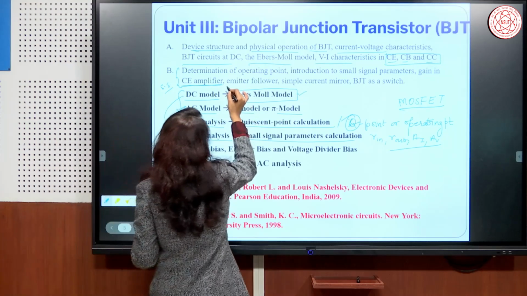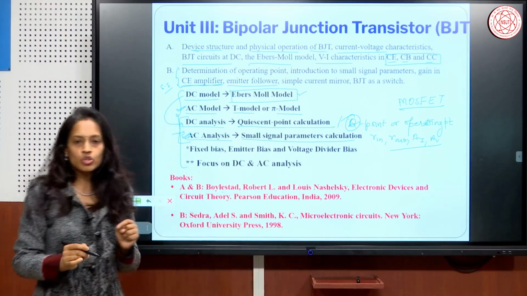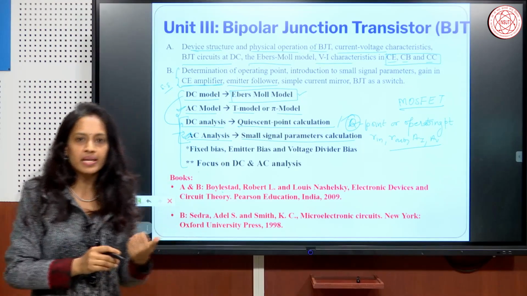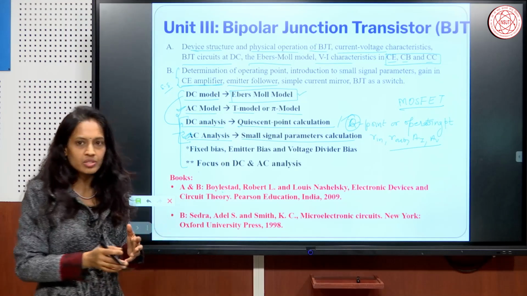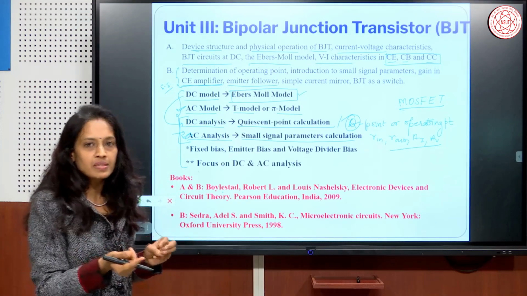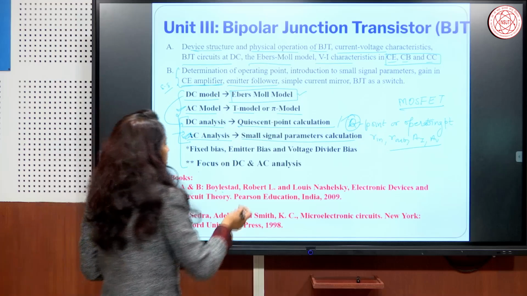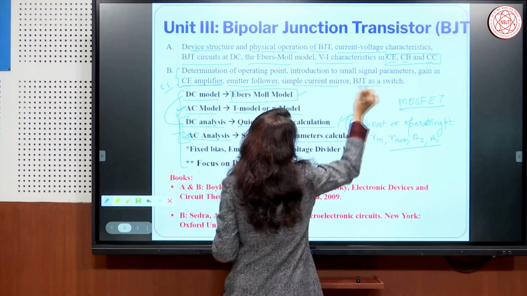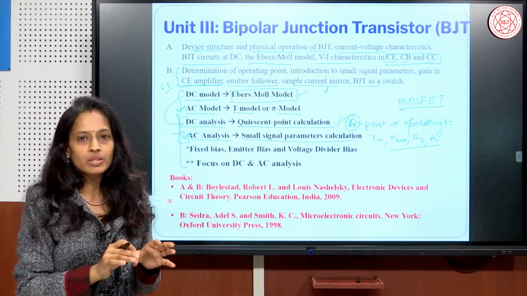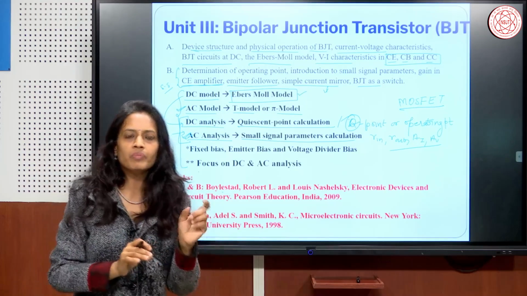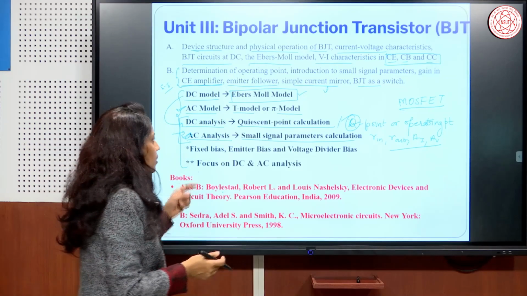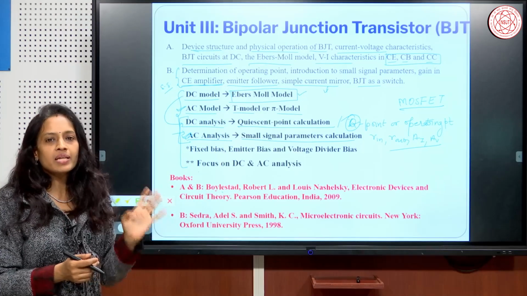And emitter follower, you should study the circuit of emitter follower. Emitter follower is nothing but your common collector configuration. You should know the basic characteristics of your emitter follower, what all the advantages and where this circuit is being used. Then simple current mirror: again, either small numericals can be asked or the question can be theory based, demanding you to draw the circuit and explain how it is acting as a current mirror. And the last topic is your BJT as a switch.